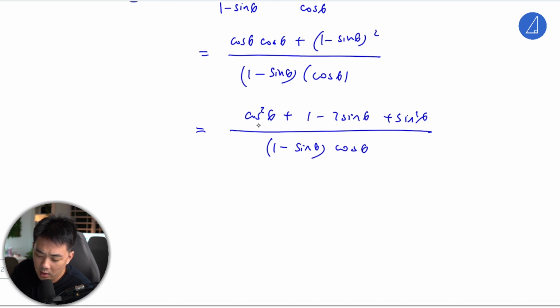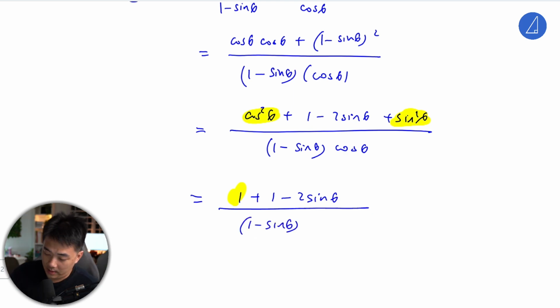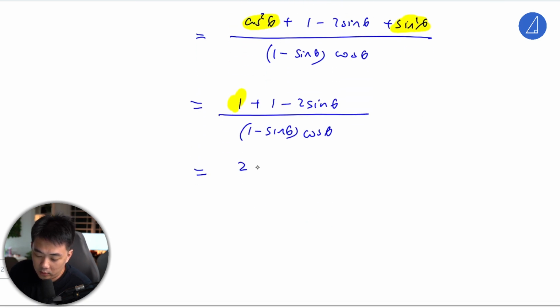Once done, cosine square theta plus sine square theta, both together is actually just 1. So 1 plus 1 minus 2 sine theta, over 1 minus sine theta and cosine theta.